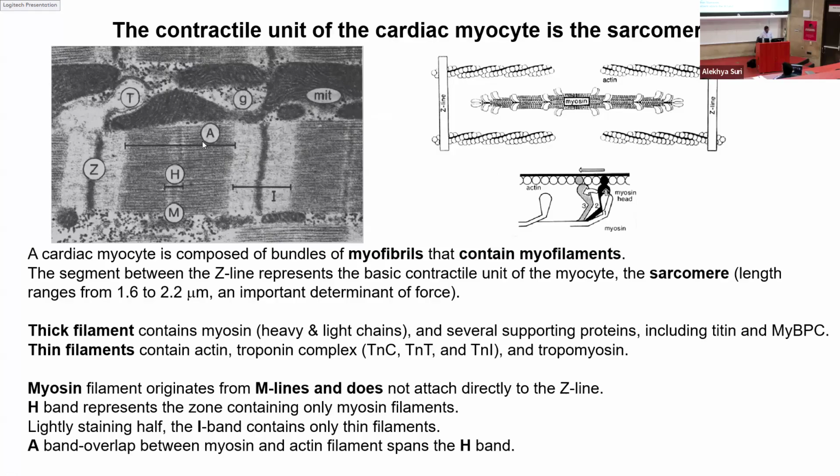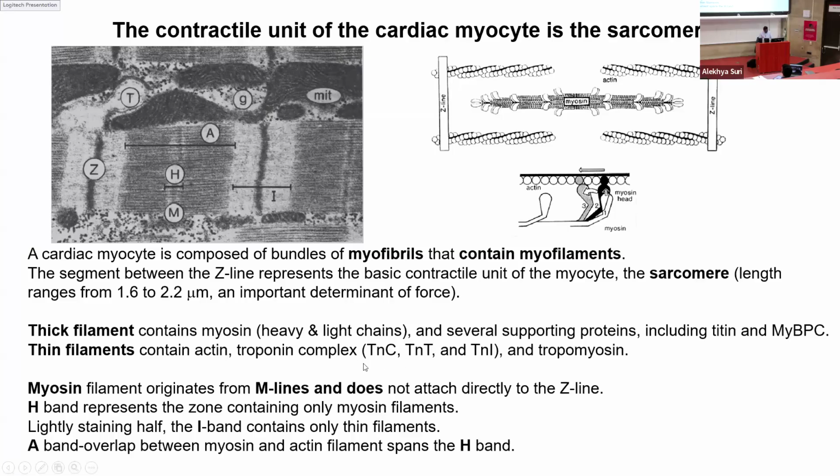Okay, so the idealized image is shown on the right side, and you can see a Z line, which is shown here. This is the Z line. And the area between the Z lines is called the sarcomere. So the sarcomere is the area located between two Z lines. And these two Z lines contain thick and thin filaments. And the thick filament contains myosin and other supporting proteins like myosin binding protein C, titin.